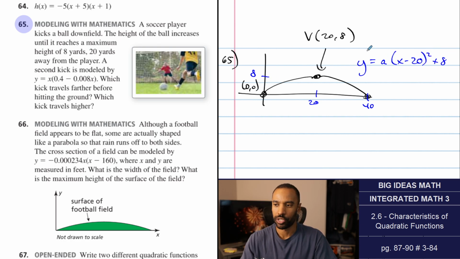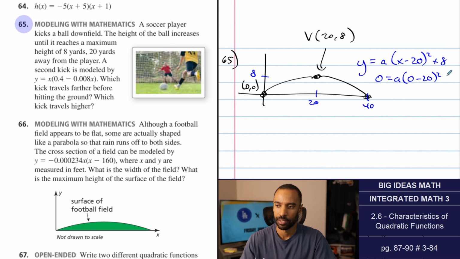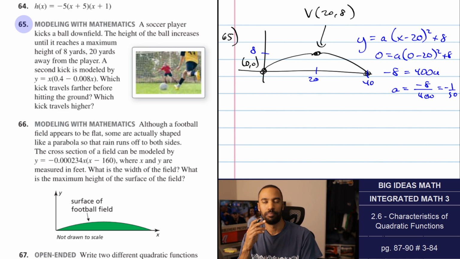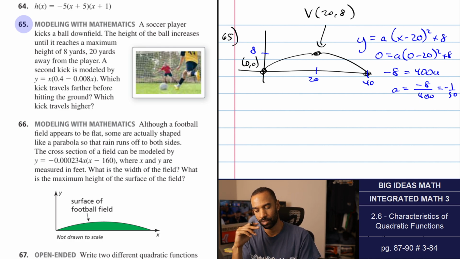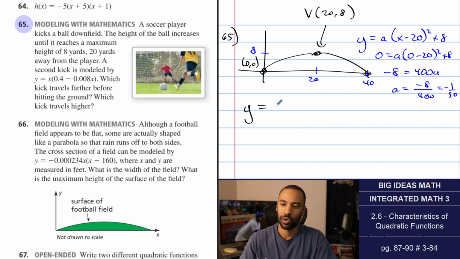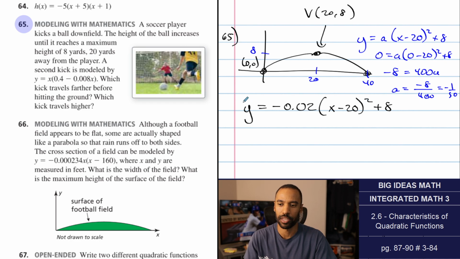Now, we know 0, 0 as an x and y value for this equation. We can use those to solve for a by substituting 0, 0. If I subtract 8 over and square negative 20, I can divide by 400 and I'll get negative 8 over 400. If you've seen things like this, you know what I'm talking about. That reduces, they can both divide by 8, right? Negative 1 over 50, or negative 0.02. So I can say y equals negative 0.02 times x minus 20 quantity squared plus 8. Anyway, there's one version of that equation.